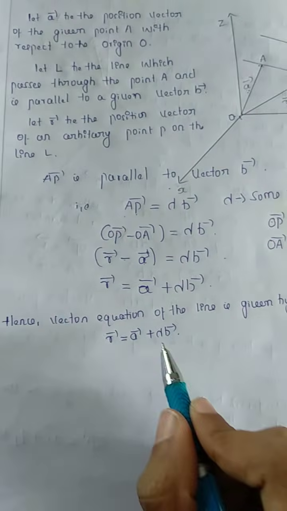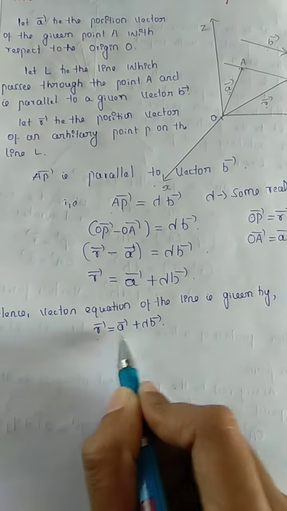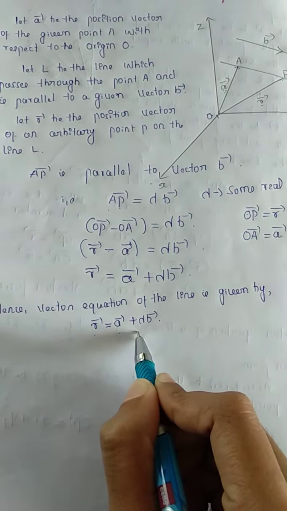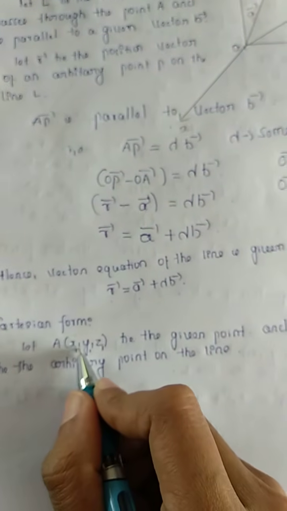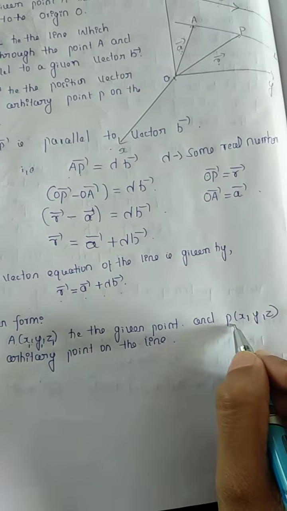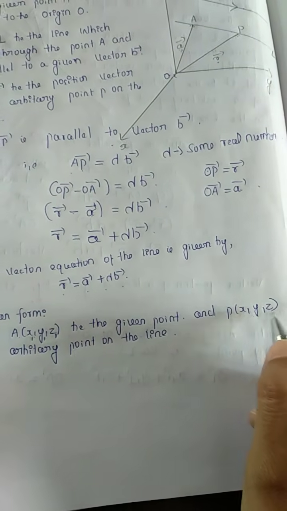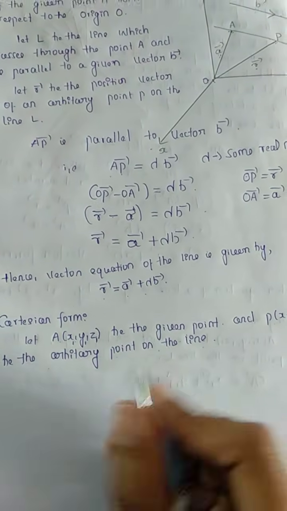Hence the vector equation of the line is given by vector R is equal to vector A plus lambda times vector B. So now the Cartesian form. Let A of (x1, y1, z1) be the given point and P of (x, y, z) be the arbitrary point on the line.